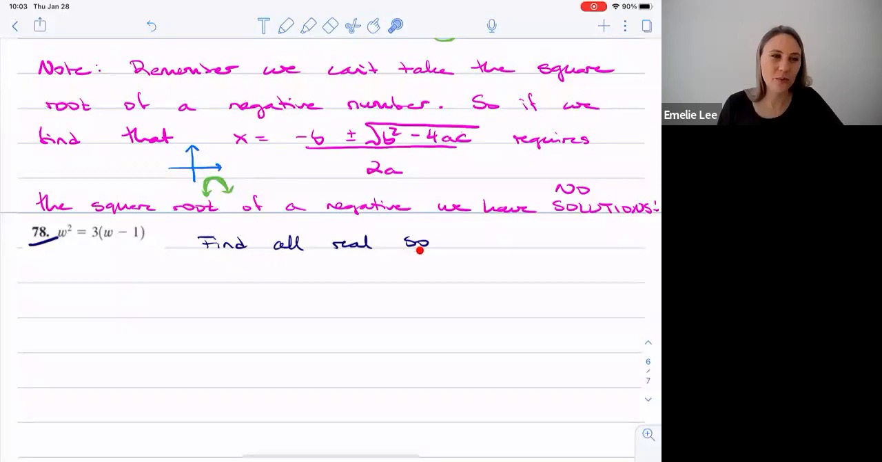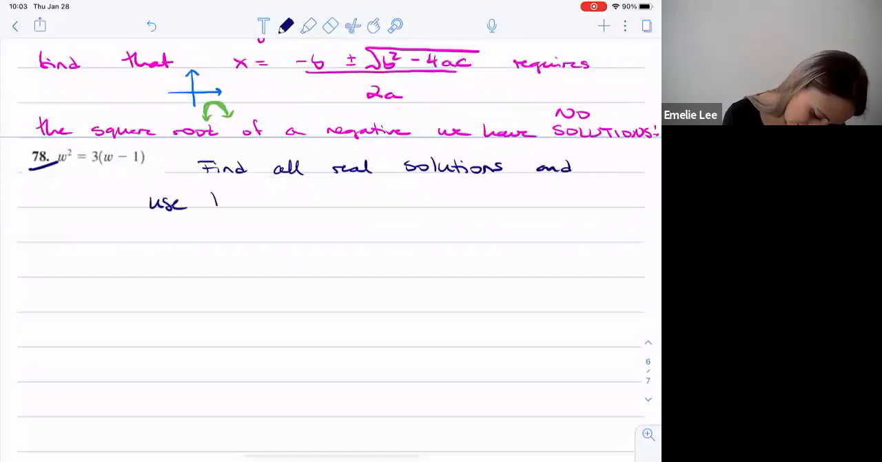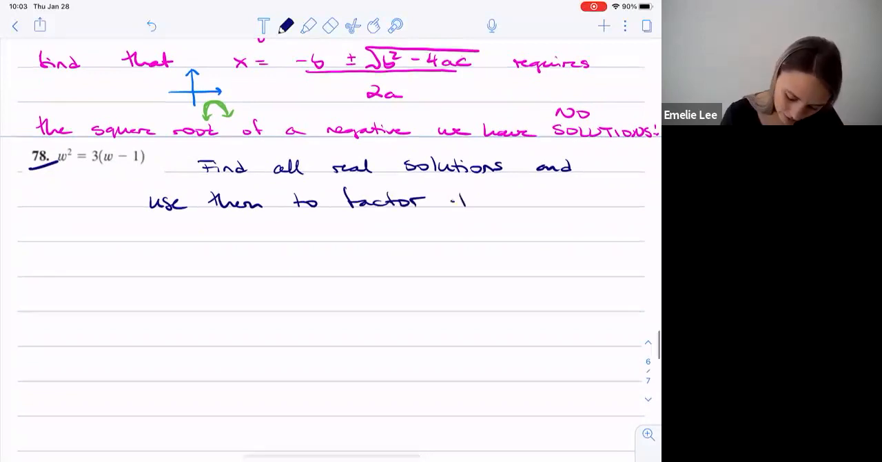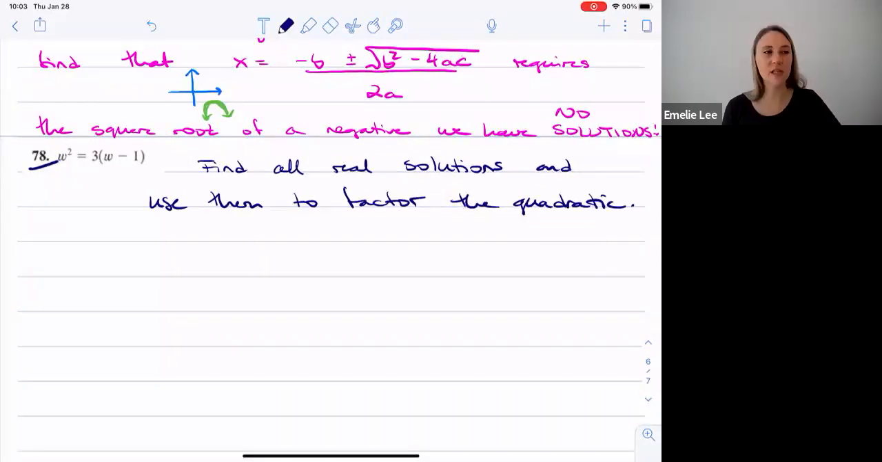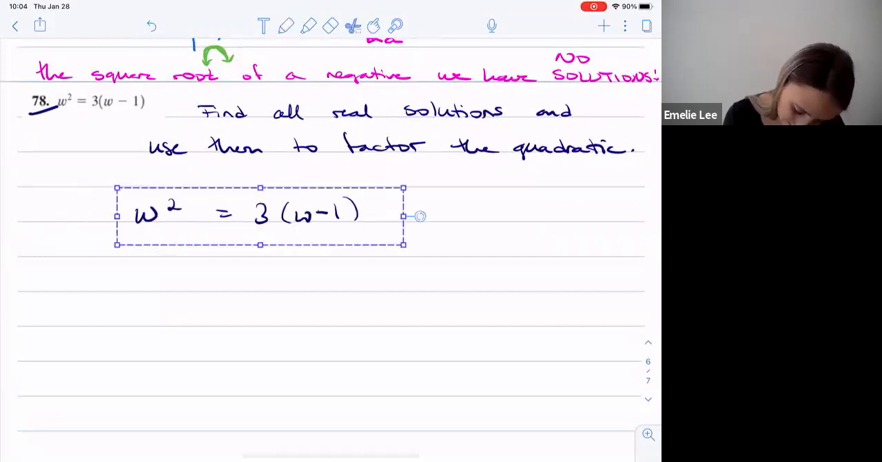So here, I'm going to expand this question and say, find all real solutions. And hopefully there are some. And use them to factor the quadratic. So the first thing we need to train our eye for is saying, oh yeah, I can rearrange this to make a quadratic equation. Okay, so first thing I'm going to do is I'm going to say w squared is equal to 3 times w minus 1. And maybe I'll put this in the center of my page here.